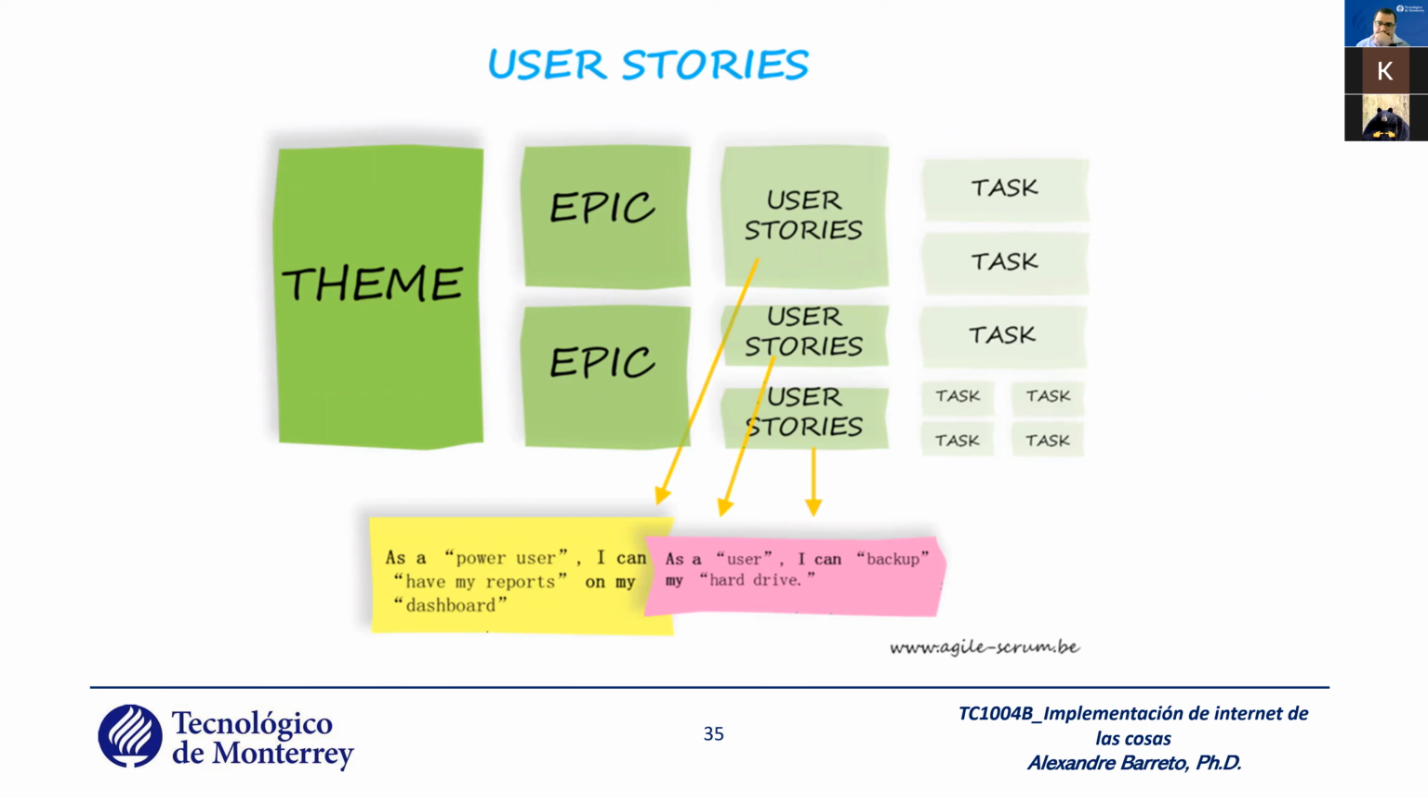You have a user story that describes features, and you use acceptance criteria to describe constraints or non-functional requirements. For example, a user story is, as a user, I can back up my hard drive, and you could put why, but not describe why here. As a power user, I can have my reports on my dashboard. The sentence means the why, but here you have the user and the what.